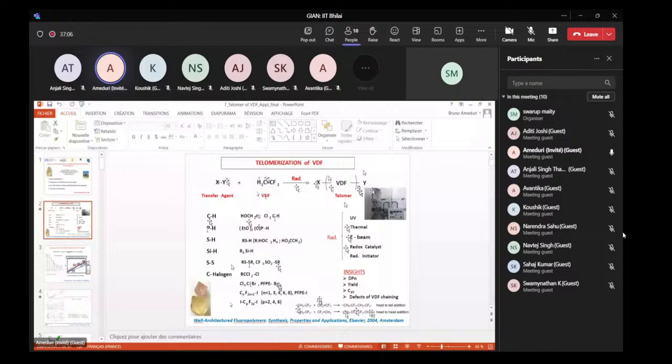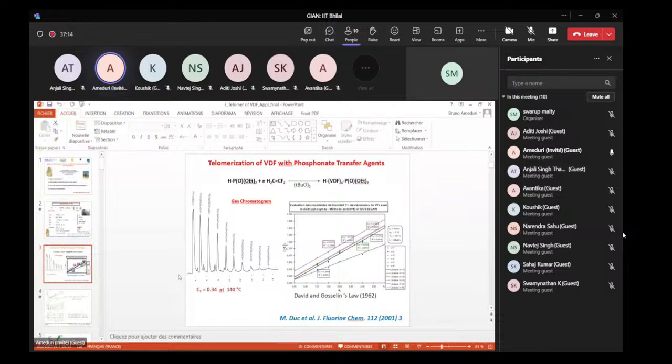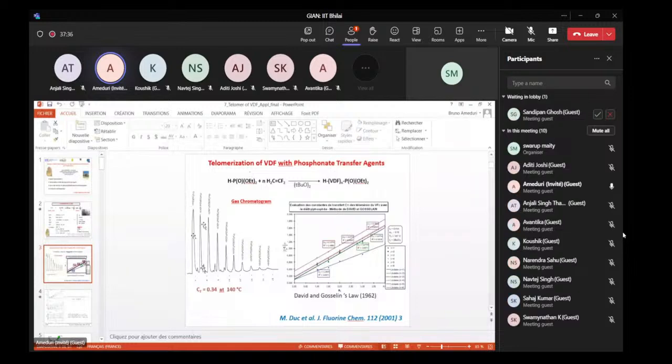Let's consider first the P-H compound, diethyl hydrogenophosphonate. This reaction was carried out, initiated by tert-butyl peroxide at 140 Celsius. When you look at the total product mixture after a couple of hours, you see that you still have some remaining chain transfer agent. And then you have a classical telomeric distribution in which you observe the monoadduct, diadduct, triadduct, tetraadduct, etc.